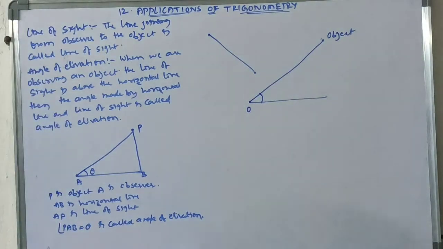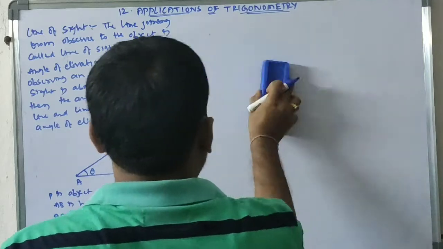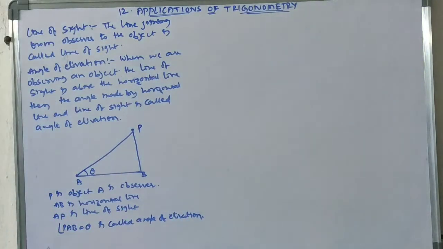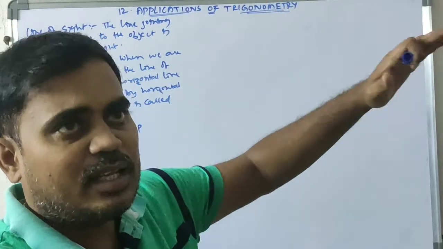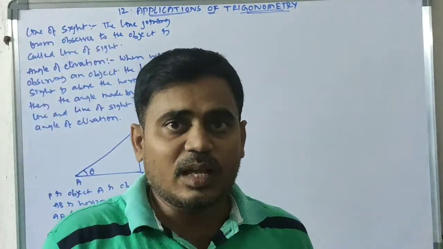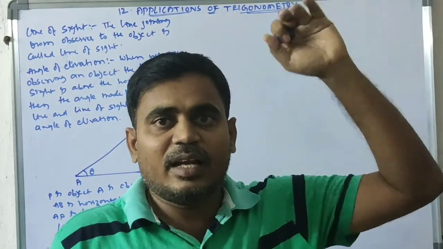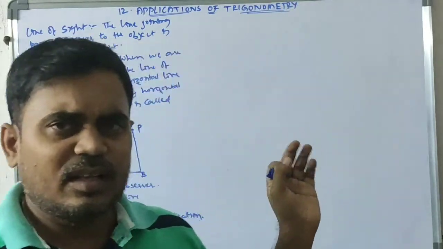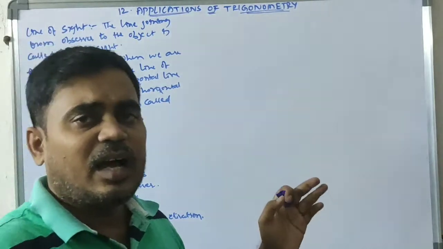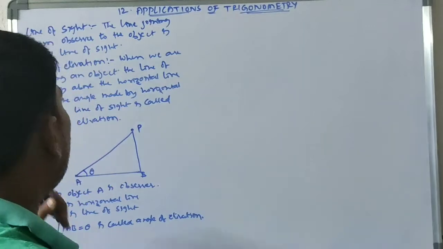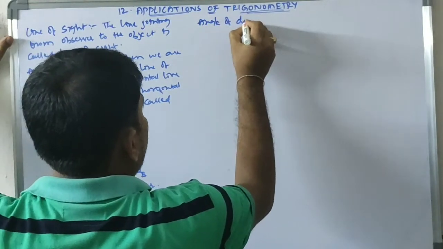Now we will discuss the angle of depression. In the previous case, the angle of elevation, the object is above the horizontal line. Now the object is below. The observer is upside and the object is downside. Then the angle is called the angle of depression.